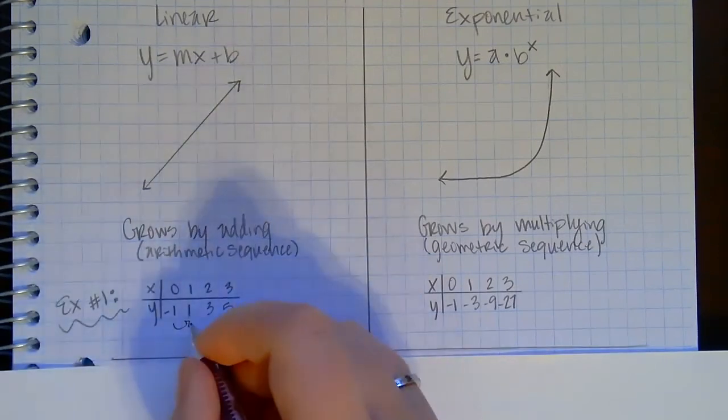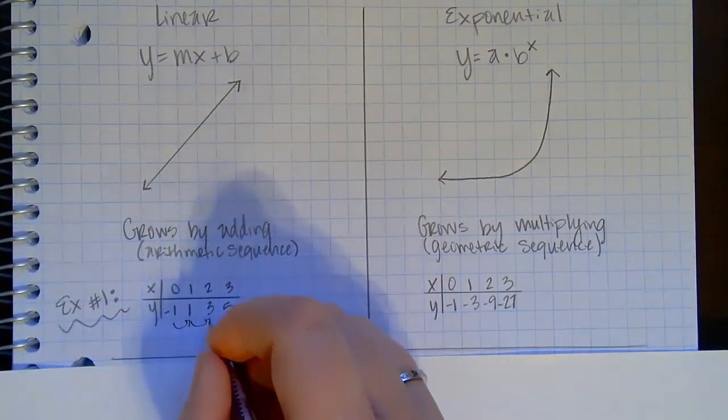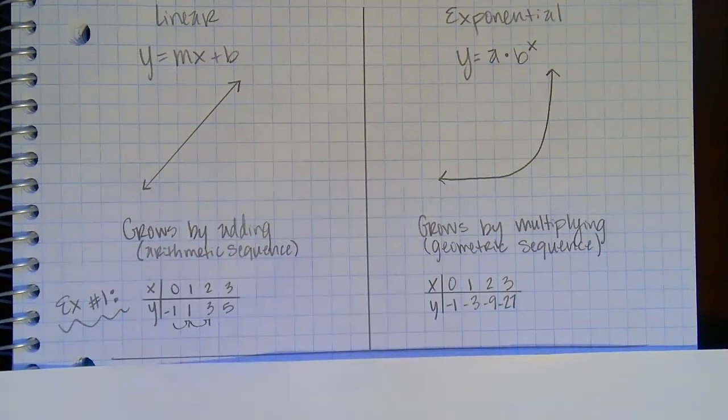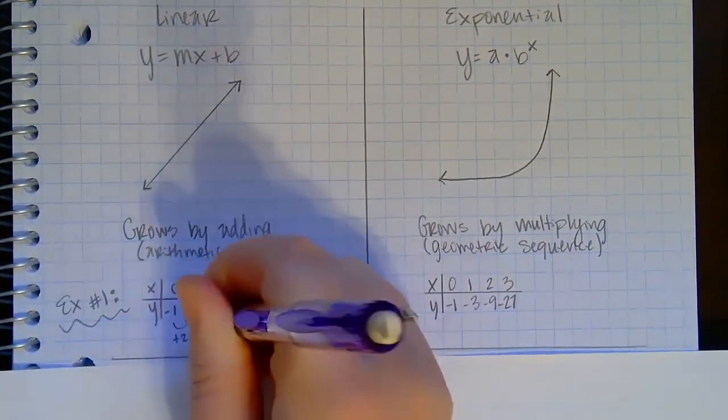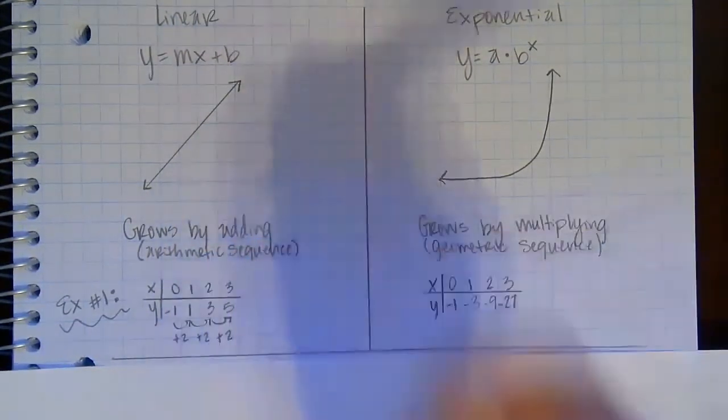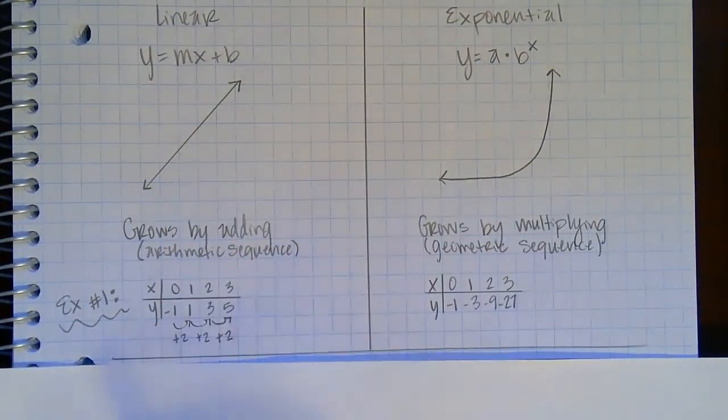So I got to check it for the next one too. So to get from 1 to 3, I'm also adding 2. Okay, so my pattern here is adding 2, and from 3 to 5 is adding 2. That's what makes it linear, because it's adding the same number every time.